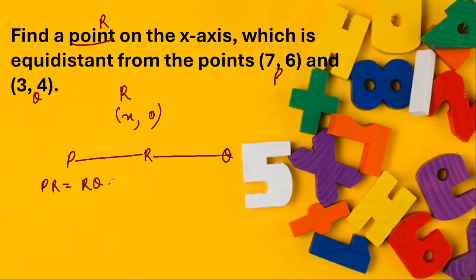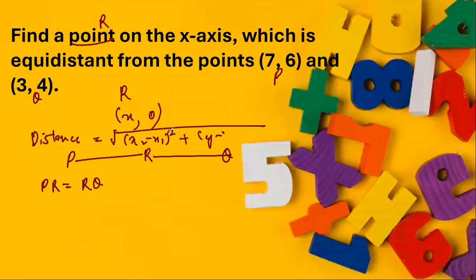Now, whenever we are talking about the distance, we have the distance formula. So what is the distance formula? The general distance formula is the square root of (x2 minus x1) whole square plus (y2 minus y1) whole square, right? That is the general formula.